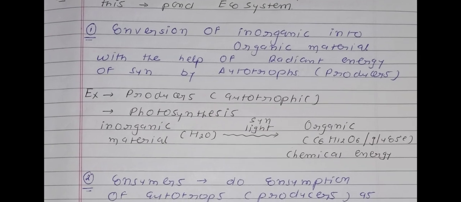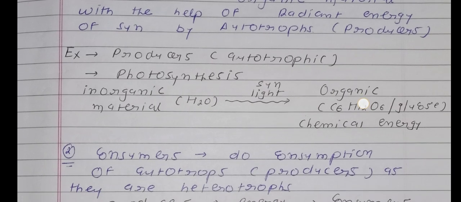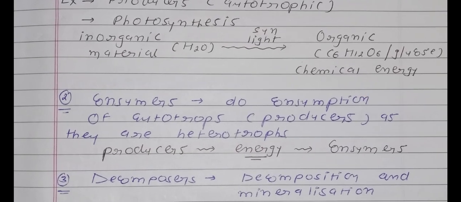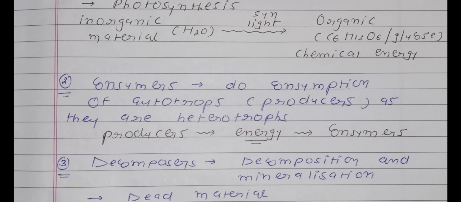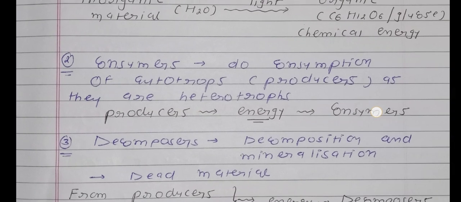You know that the producers are autotrophic according to mode of nutrition, and are able to do the process of photosynthesis. In the process of photosynthesis, inorganic materials are converted into organic materials in the presence of sunlight. You can see organic materials like glucose, C6H12O6, will be formed at the end of photosynthesis. Now see, point number 2, consumers consume autotrophs, means producers, as they are heterotrophs. It means from producers energy will be utilized by consumers. So consumers, which are heterotrophic according to mode of nutrition, will get energy from the producer.